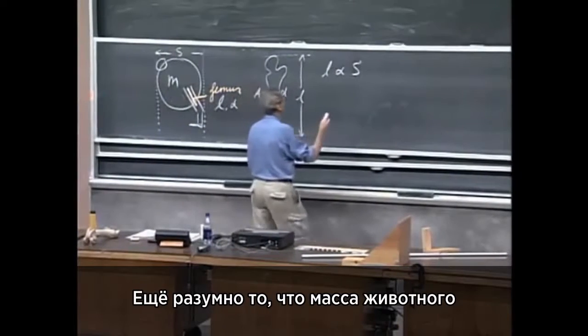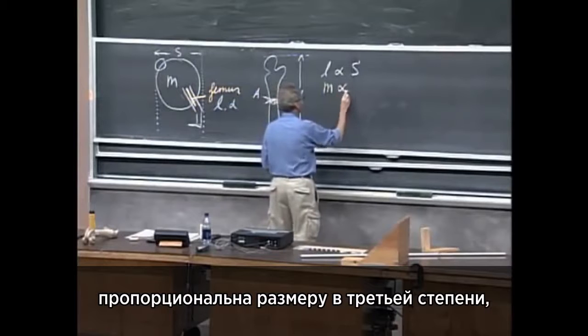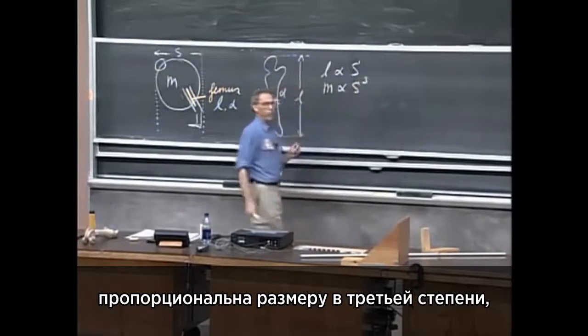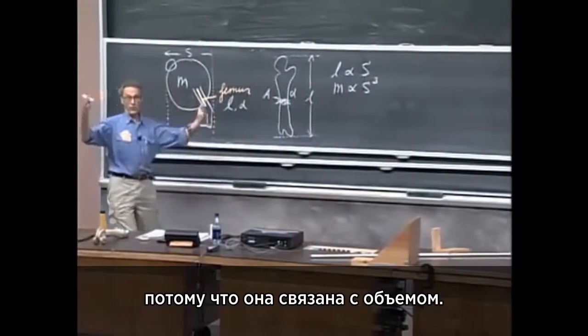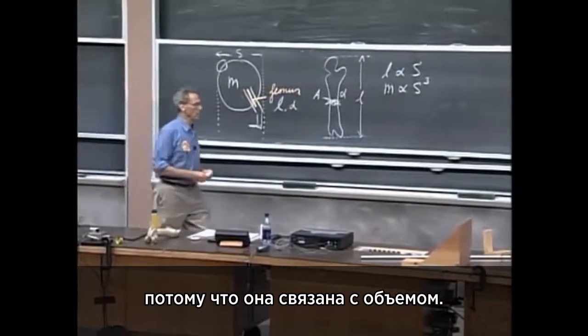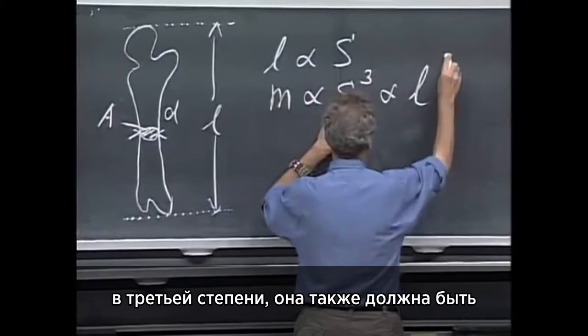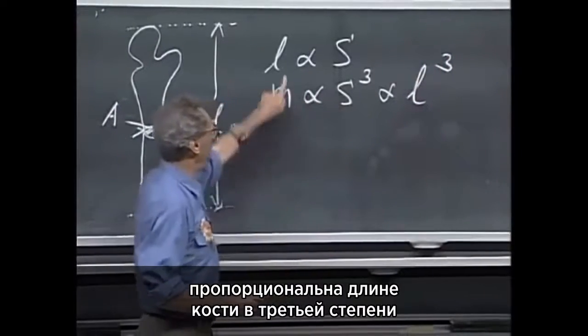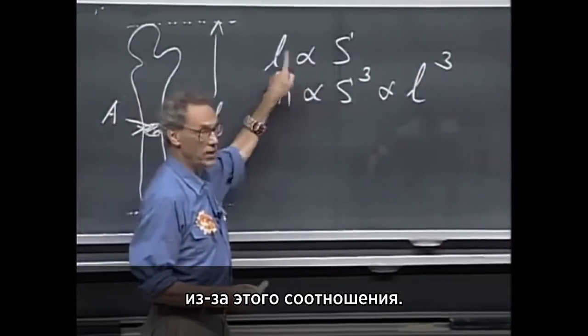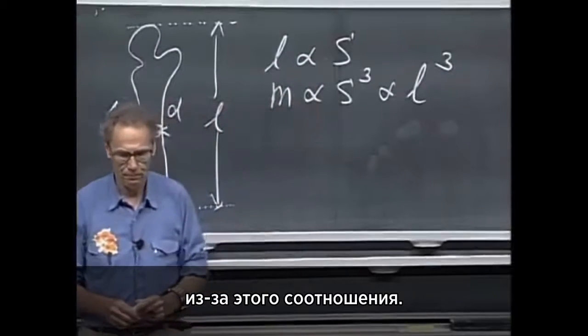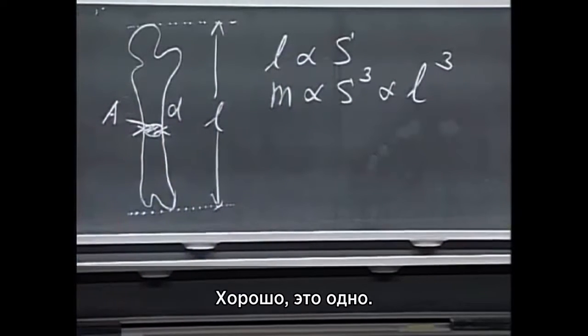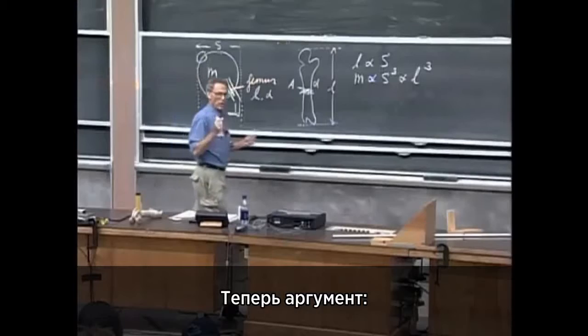It is also very reasonable that the mass of an animal is proportional to the 3rd power of the size, because that's related to its volume. And so if it's related to the 3rd power of the size, it must also be proportional to the 3rd power of the length of the femur, because of this relationship. Okay, that's one. Now comes the argument.